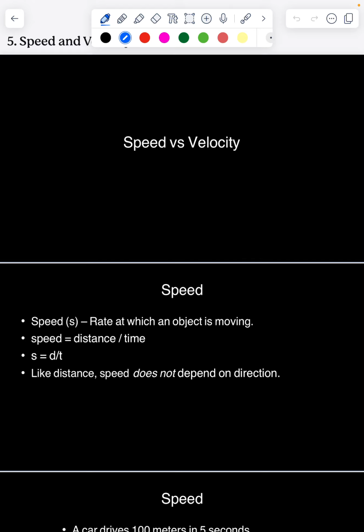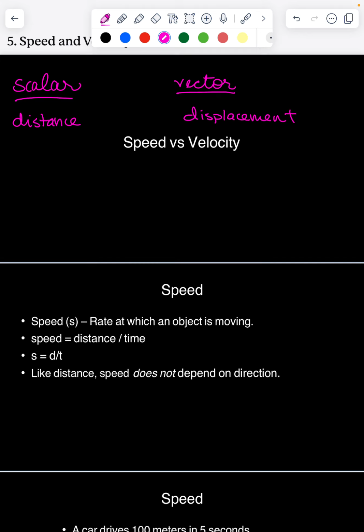All right, so remember, we always have two different types of quantities in physics. We have scalar quantities, and then we have vector quantities. Remember that scalar quantities will only have magnitude, while vector quantities have both magnitude and direction. So whenever we talked about distance and displacement, distance was our scalar quantity, while displacement was our vector quantity.